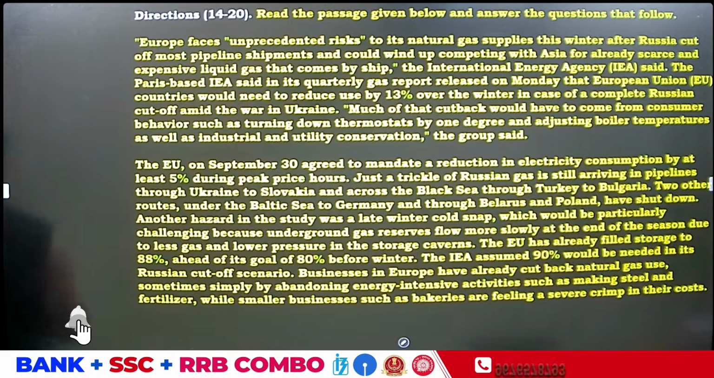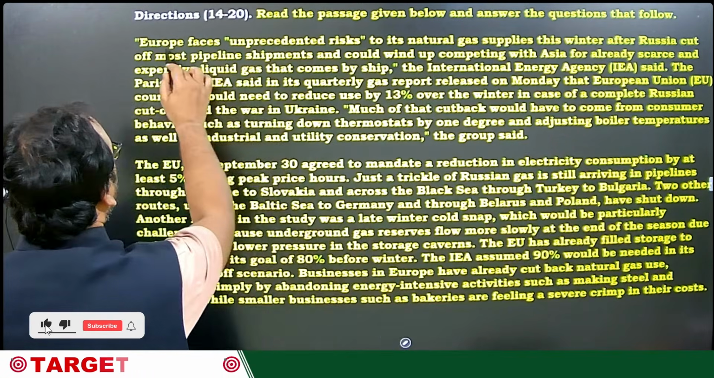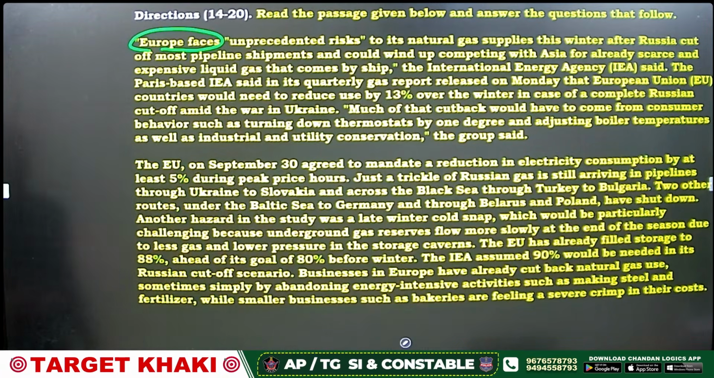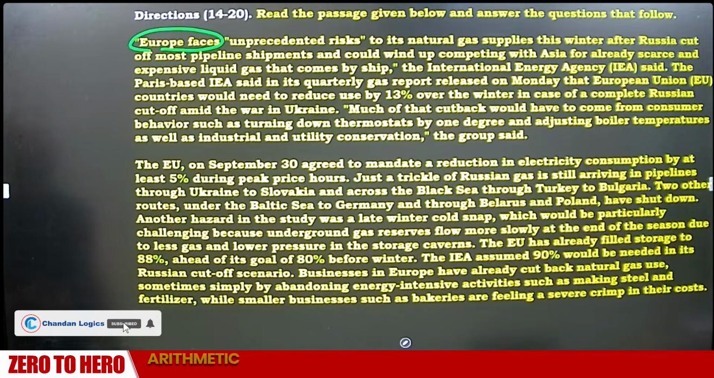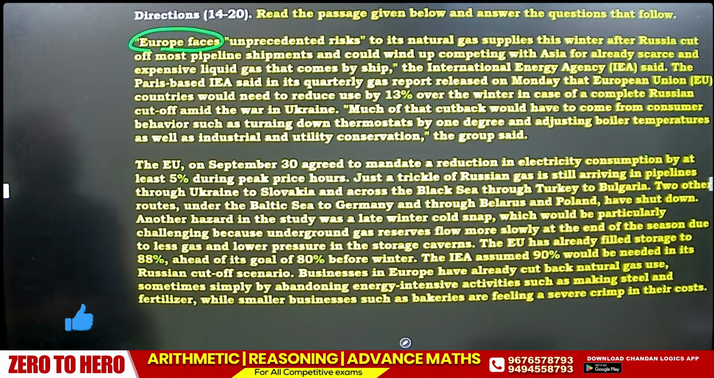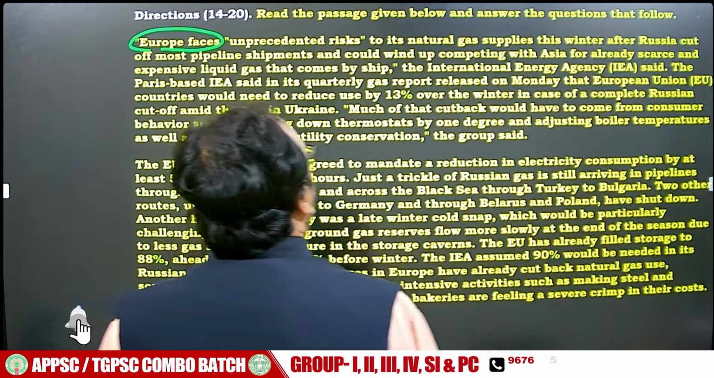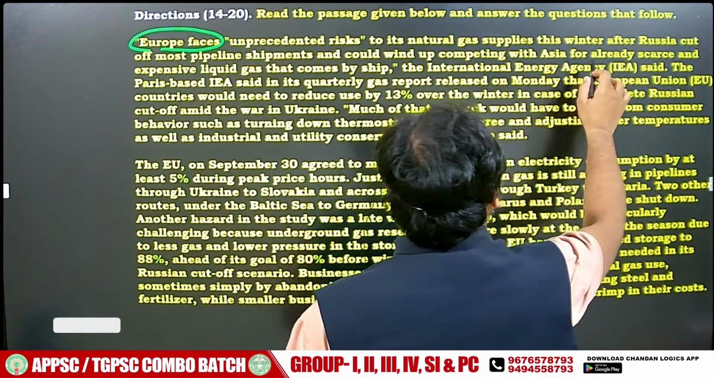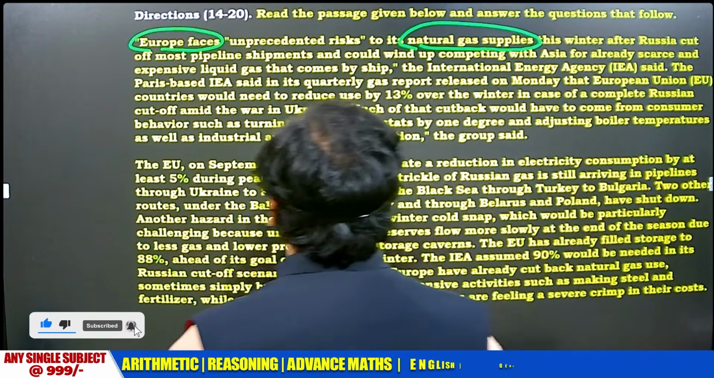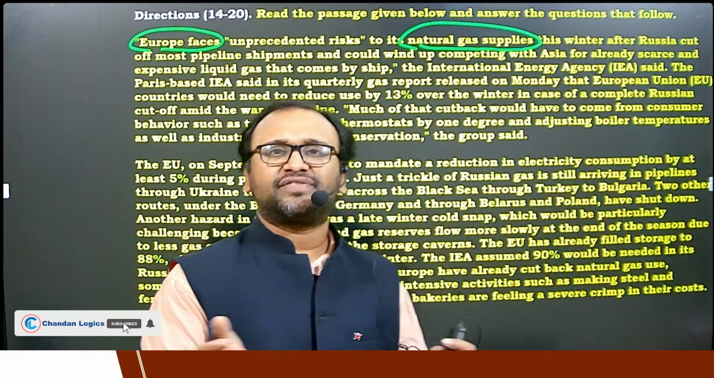So he's trying to say Europe faces unprecedented risk. So Europe is in a problem. Europe is in danger to its natural gas supplies this winter after Russia cut most of its pipeline shipments and could wind up competing with Asia for already scarce and expensive liquid gas that comes by ship. Europe is facing some problem with this natural gas because Russia cut pipeline shipments. Russia created the problem and Europe is facing it.